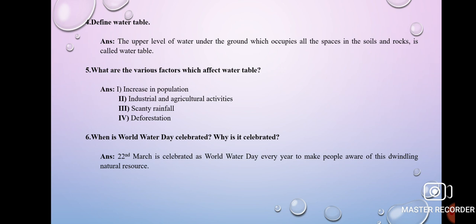Number 2 is industrial and agricultural activities. Irrigation plays an important role in agricultural activities, and for industrial activities a huge amount of water is required daily for the manufacturing of goods. Number 3, scanty rainfall, that means less amount of rainfall. And number 4 is deforestation.